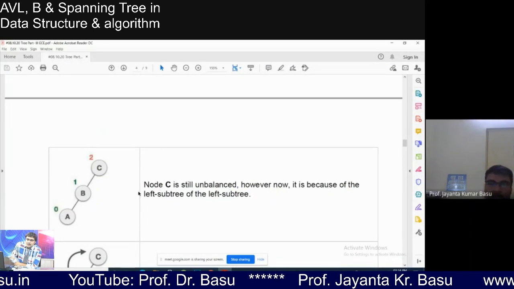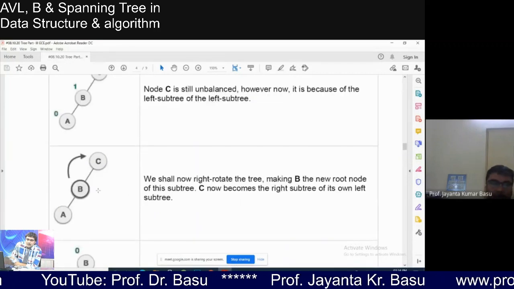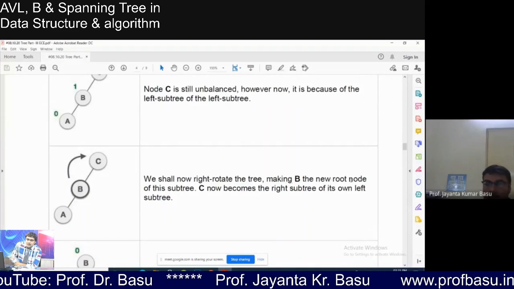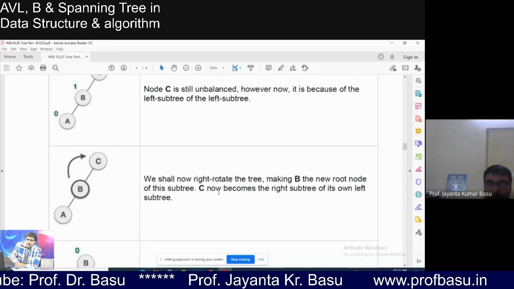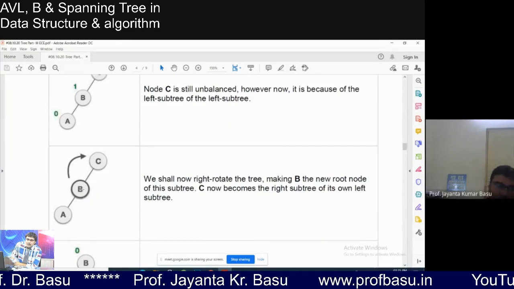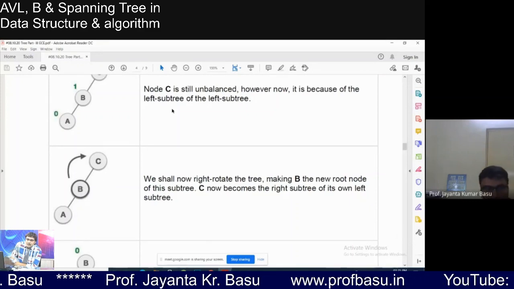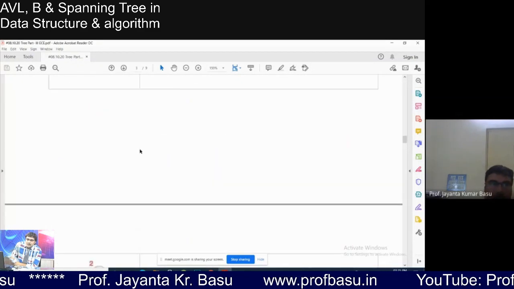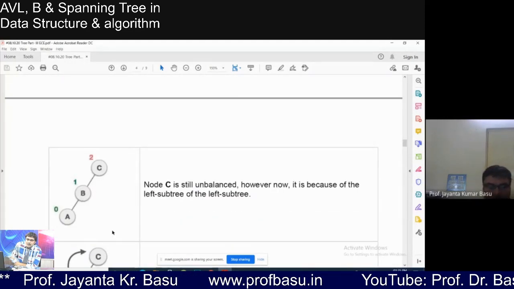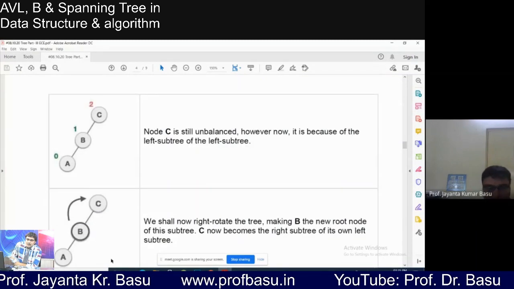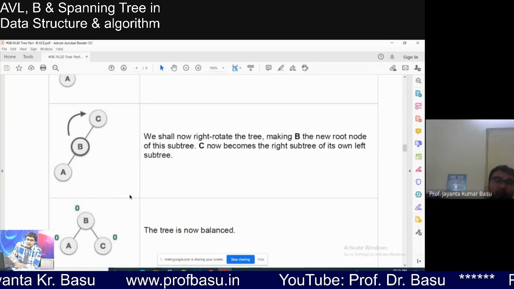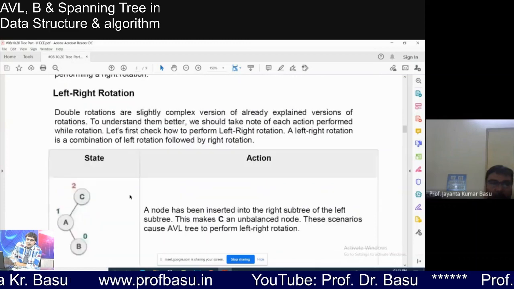However, now it is because of the left subtree of the left subtree. Now, with B as the root node of the subtree, C becomes the right subtree of its own left subtree. So now we rotate C to the right side. First the left rotation gives us this subtree, and from this subtree, if we rotate C to the right side, we get this one, and now the tree will be balanced. So this is an example of left-right rotation.